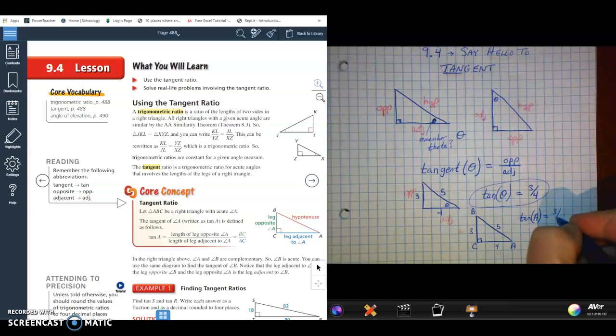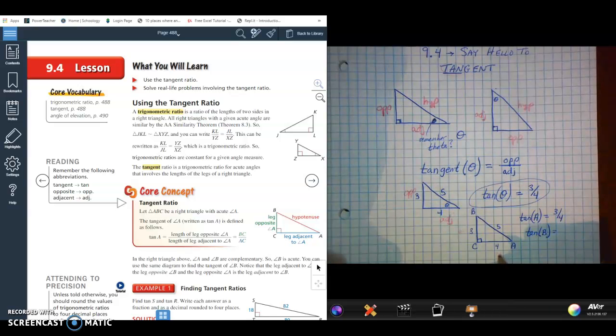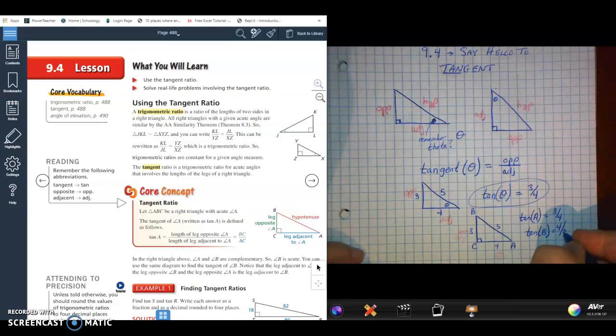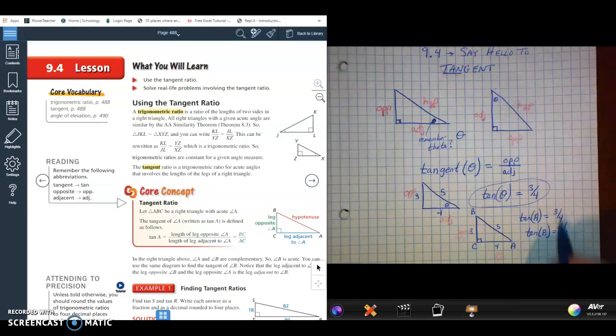So 3 over 4. And if I'm going to do the tangent of B, B is up here. This now becomes my opposite, and this now becomes my adjacent. Therefore that would be 4 over 3. It's an interesting little situation: you can see it becomes a reciprocal. But don't be alarmed. We don't typically look at both at the same time. We usually just look at one angle. But it will occur when you look at the acute angles: one number is on top of the other, and then reciprocated for the other corner.